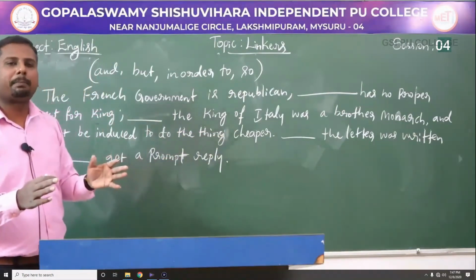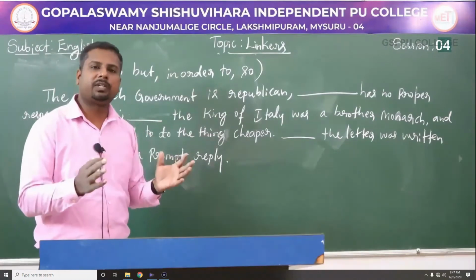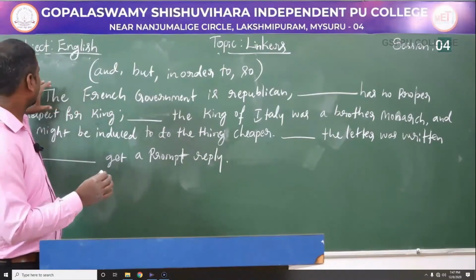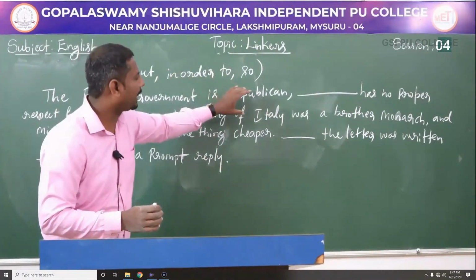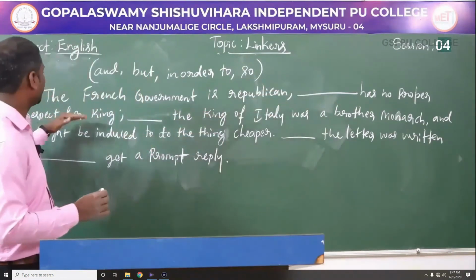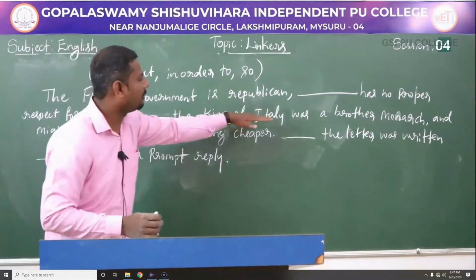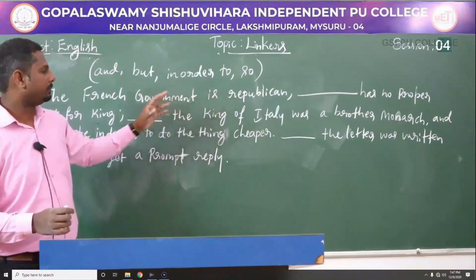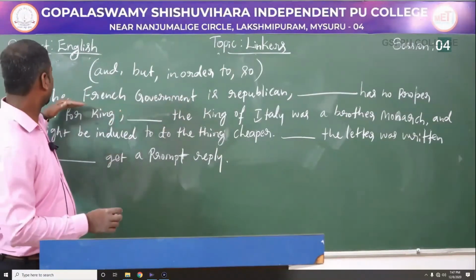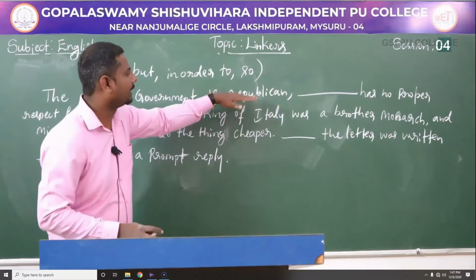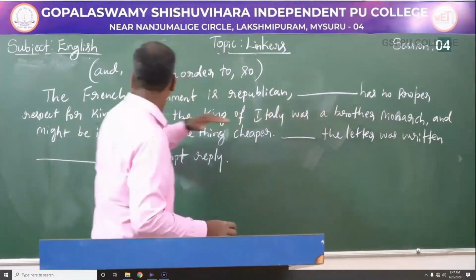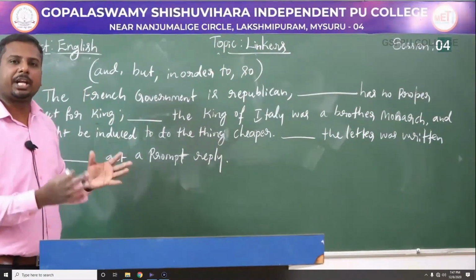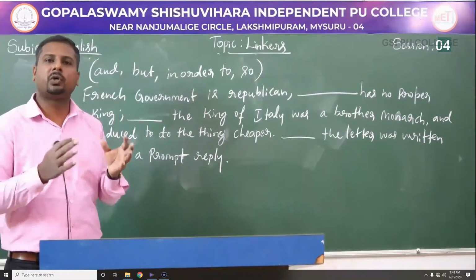If you read this paragraph carefully, you have 2 different contrast ideas in the beginning. So the first sentence, the French government is Republican dash, has no proper respect for king dash, the king of Italy was a brother monarch and might be induced to do the thing cheaper. Here in the first sentence, the French government is Republican dash, has no proper respect for the king. So this sentence requires an addition here. What linker do you use to show addition here?